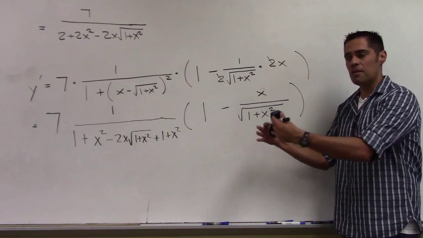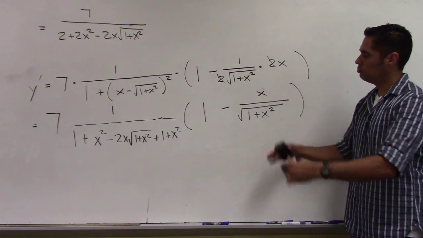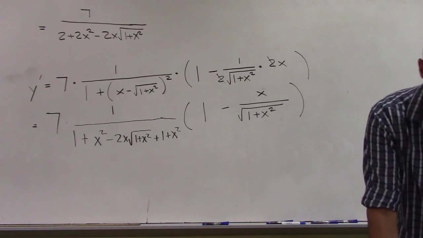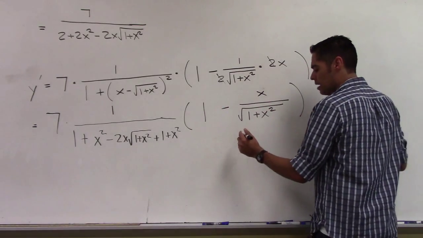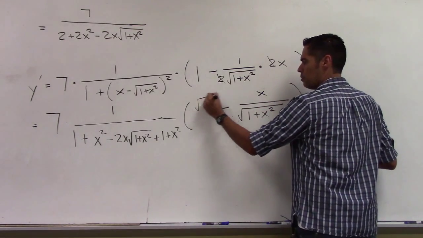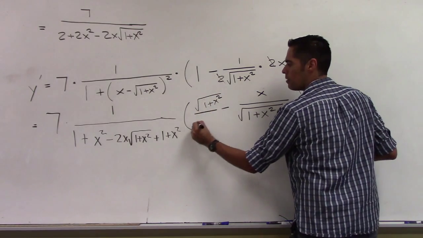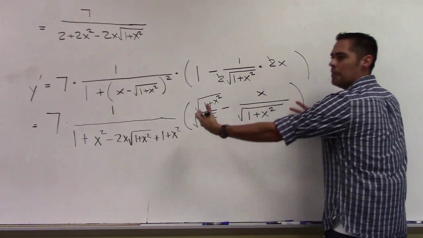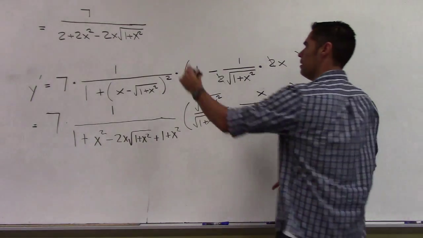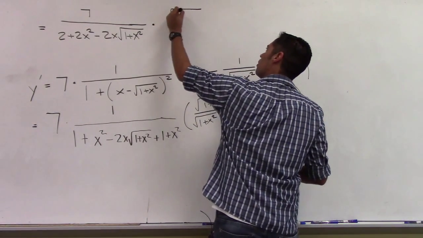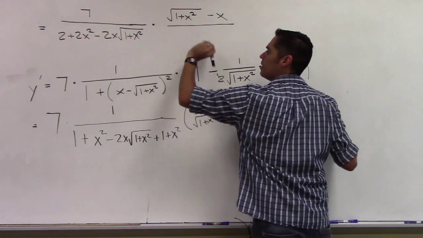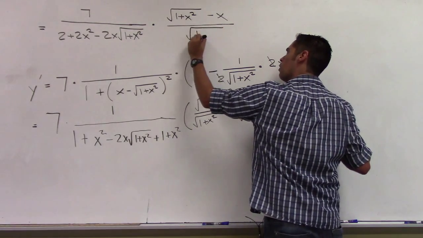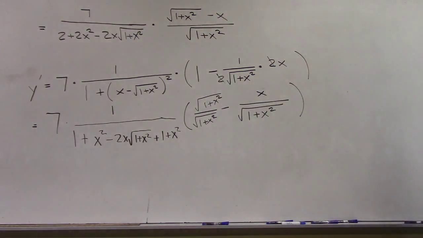These two I'm going to put together with a common denominator. So that means I have to turn this 1 into a root 1 plus x squared over another root 1 plus x squared. And then I can put them together. And so what I get out here is times square root of 1 plus x squared minus x, that's the numerator, this minus this, over the common denominator, which is square root of 1 plus x squared. We're getting close, but we're not there.